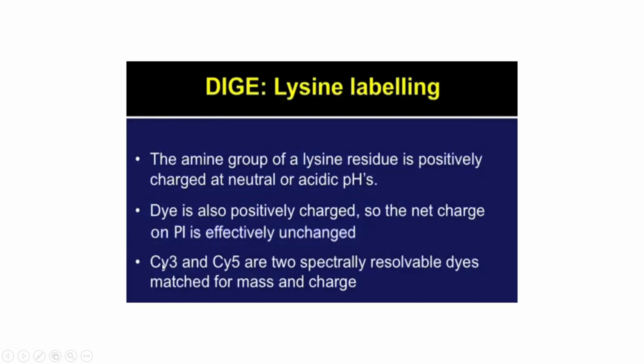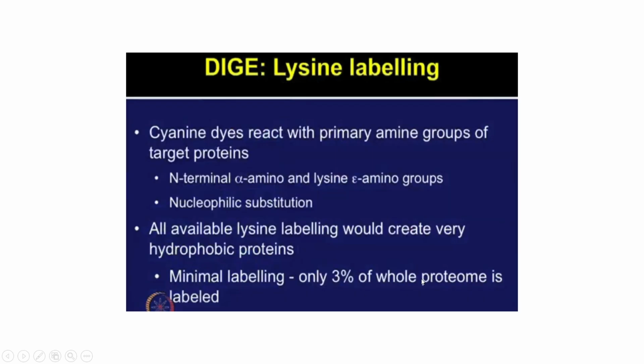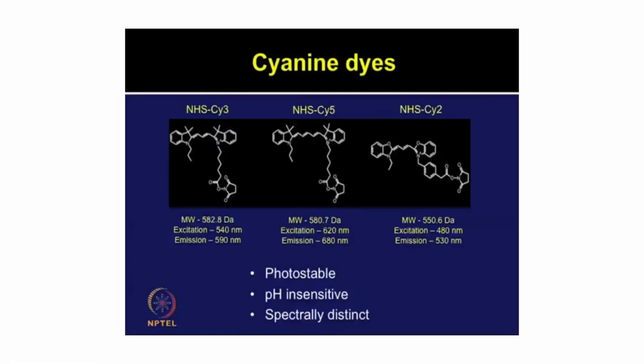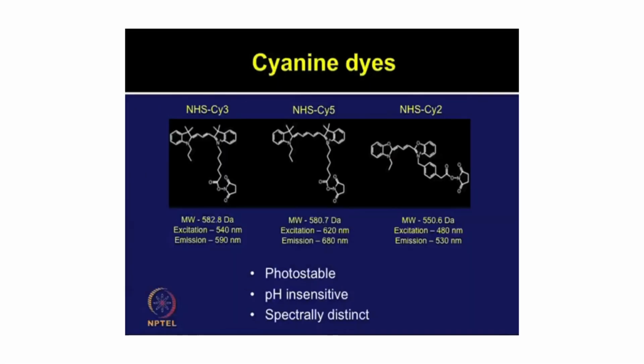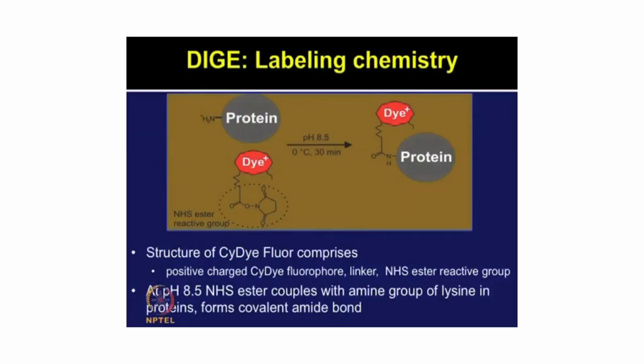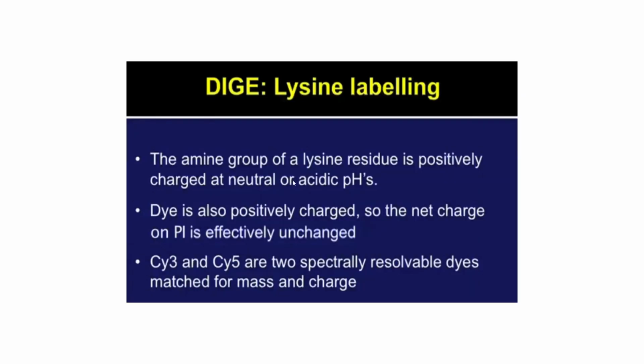Similarly, these two dyes, Cy3 and Cy5, are two spectrally resolvable dyes, indicating Cy3 and Cy5, at 540 and 620. So they are spectrally resolvable dyes, and their molecular weight is similar, because they are matched for mass and charge as well. That's what I was talking about.